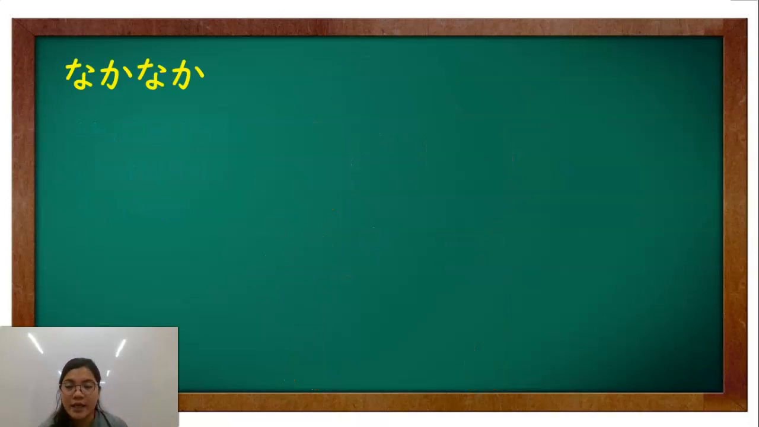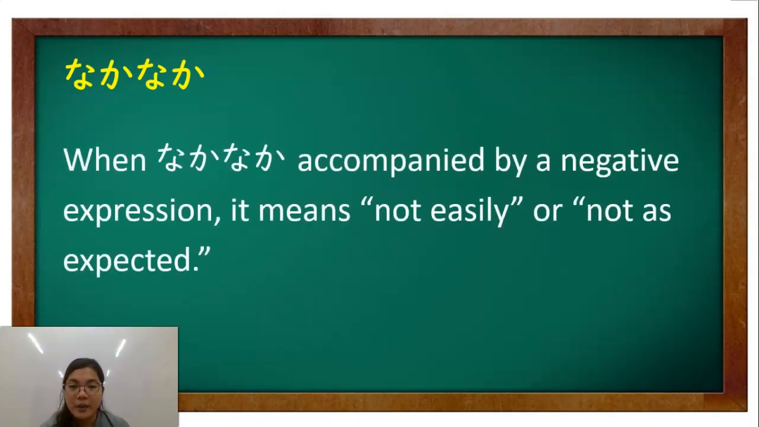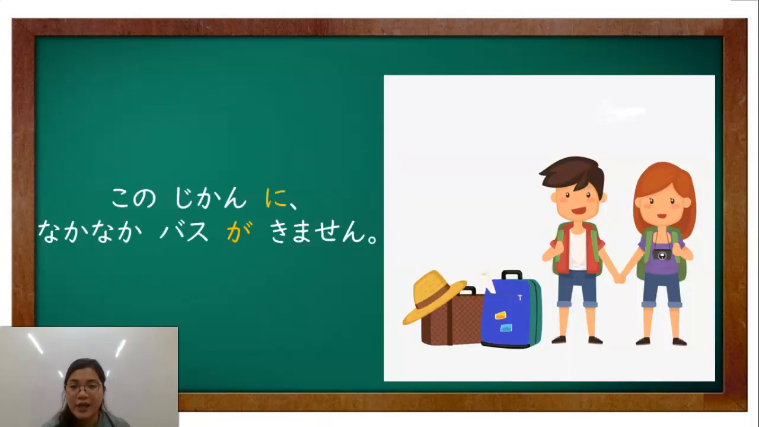Okay? Next is the nakanaka. When nakanaka is accompanied by a negative expression, it means not easily or not as expected. Hindi gaano or hindi masyado. For example, kono jikan ni nakanaka basu ga kimasen. So this means that sa mga oras na to, hindi gaano dumadating yung bus. Okay? Hindi gaano. Okay, sa ganyan mo lang gagamitin si nakanaka when it is accompanied by a negative expression.